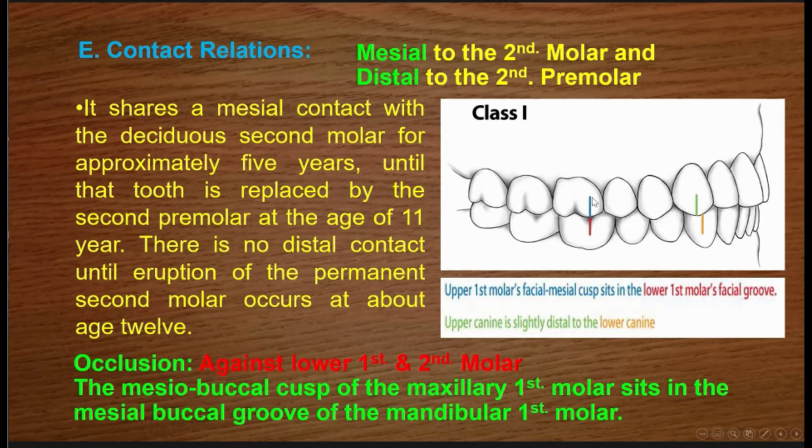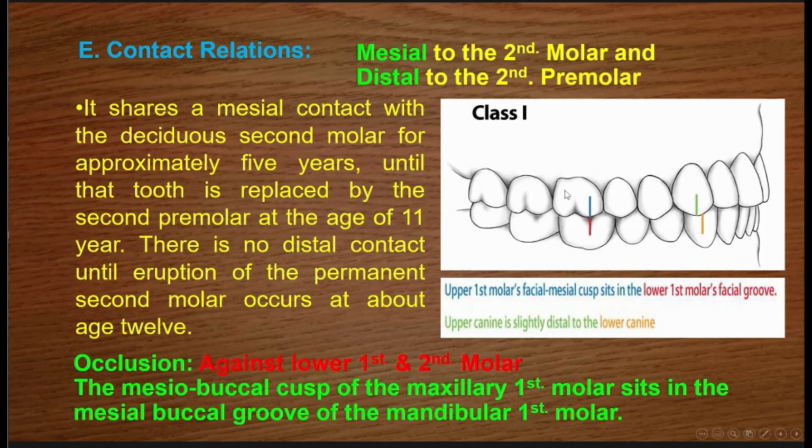Okay, but one more thing you have to remember: it shares a mesial contact with the deciduous second molar for approximately 5 years. You know, these two come into the oral cavity at the age of 6 years. At 6 years, there was no premolar. This premolar area was occupied by the deciduous second molar, right? So from the age of 6 years until the premolar comes at the age of 11 years, there was the mesial contact with the deciduous second molar.